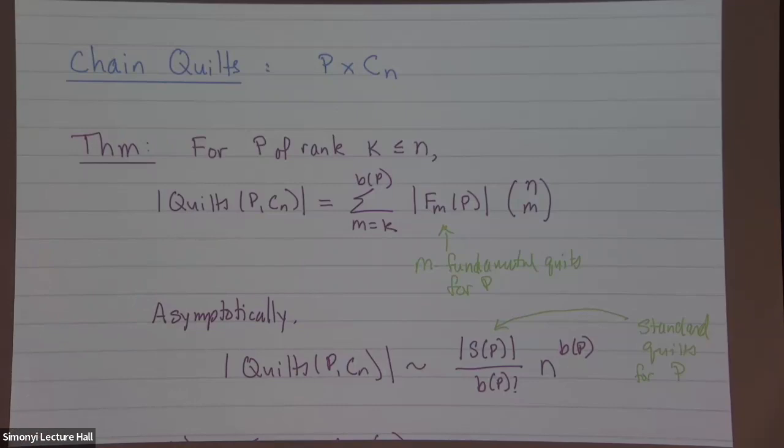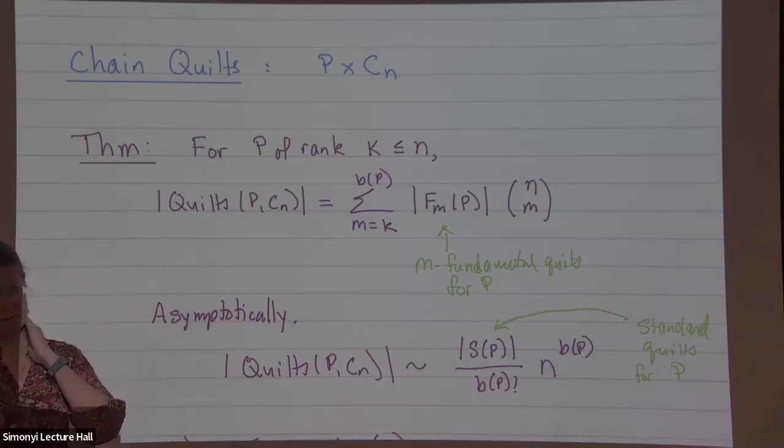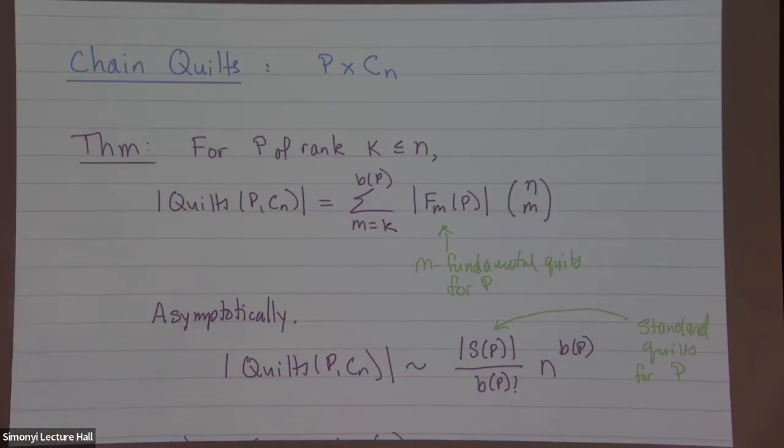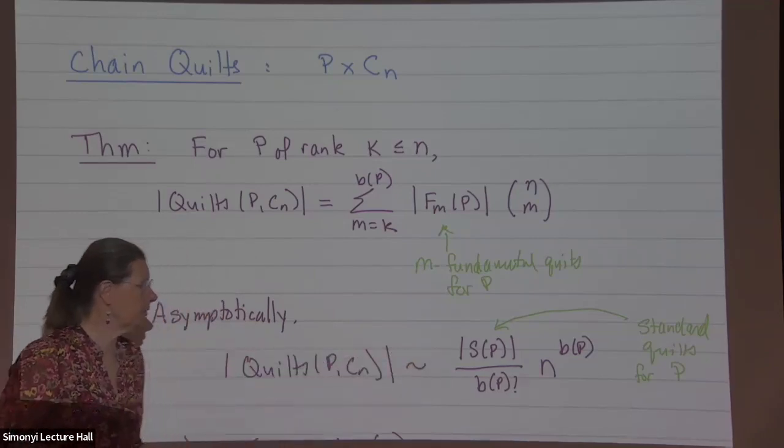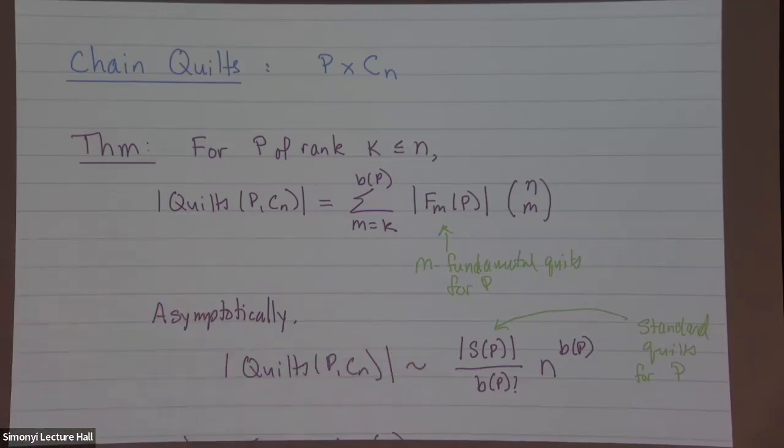The best way to expand this as a polynomial is in terms of the n choose m basis, not the usual n to the m basis. And the coefficients in this case are going to be something which we're going to call the m fundamental quilts for P. I'm kind of thinking about them like fundamental quasi-symmetric functions. And the ones where you use all of the possible numbers will be the standard ones. And that will give you the asymptotics, the biggest ones. So S of P will be the standard quilts. And I want to define them for you. But the biggest terms will be what determines the asymptotics.